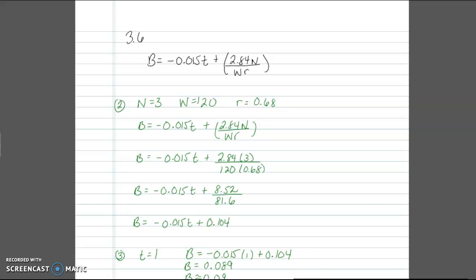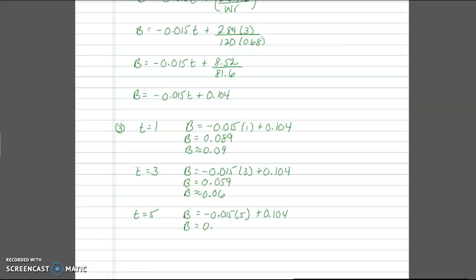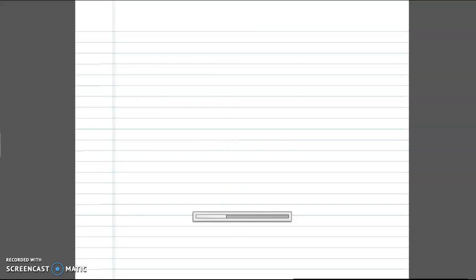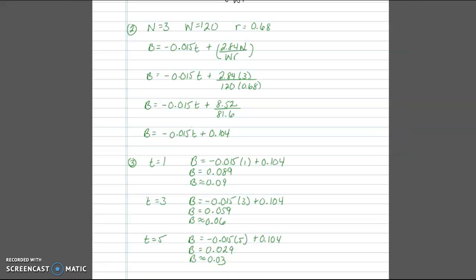Let me just go back for a moment. What we should notice is that the value for B goes down over time. As time goes on since his first drink, after 1 hour, 3 hours, 5 hours, the amount of blood alcohol in his body goes down, which is what we expect.